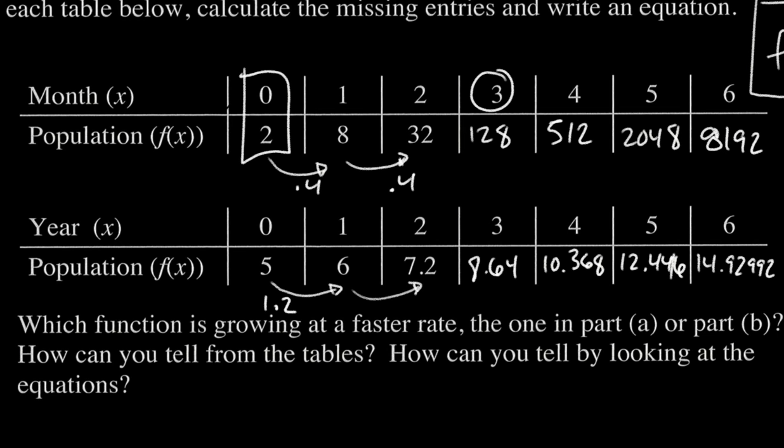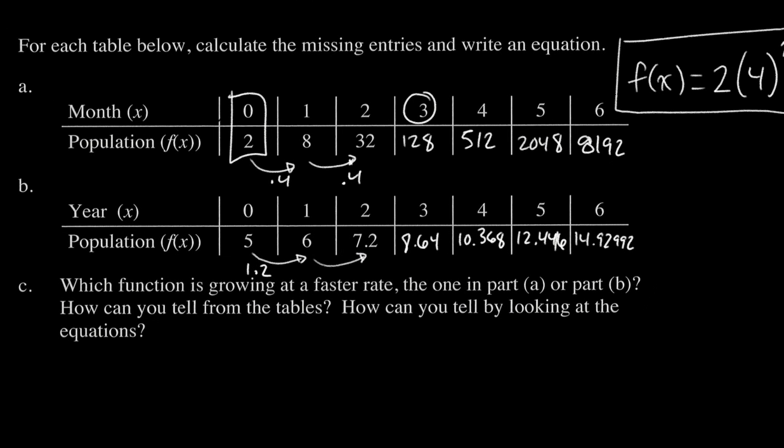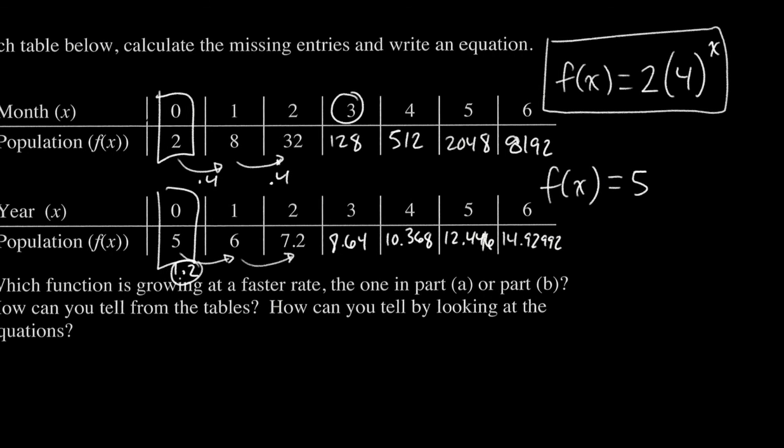All right, so I still do see my 0th term. My 0th term is 5, and I know my multiplier is 1.2. So for B, I would write down that f of x equals 5, my 0th term, times my multiplier, 1.2, raised to the x power.